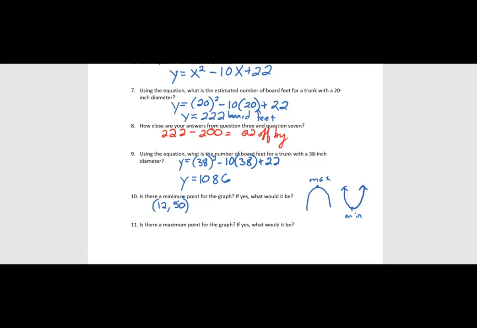Is there a maximum point for our graph? In theory, no, right? In life, can we make a tree that grows infinitely? No. There is a point to which this tree is going to kill itself, right? Or just not grow to an infinite size, or also takes over the earth. So on 11, where it says, is there a maximum point for the graph? We could say no, and then we could say, but in real life, it'll never go to infinity.